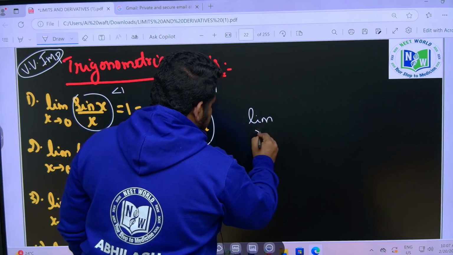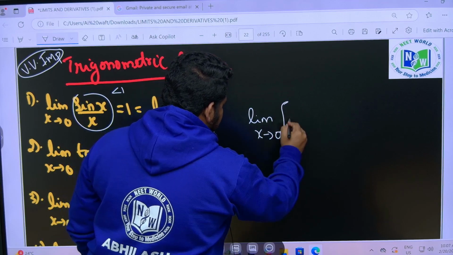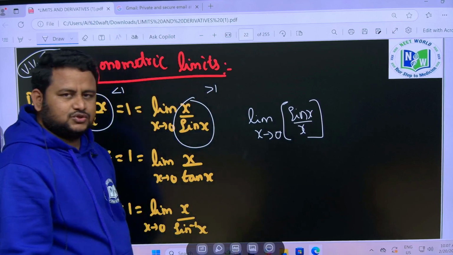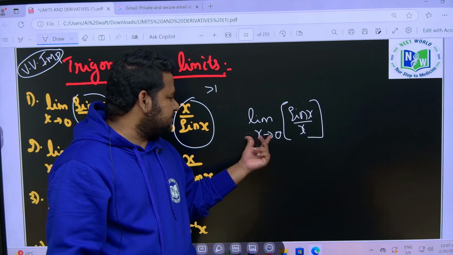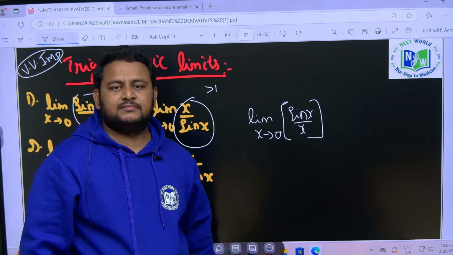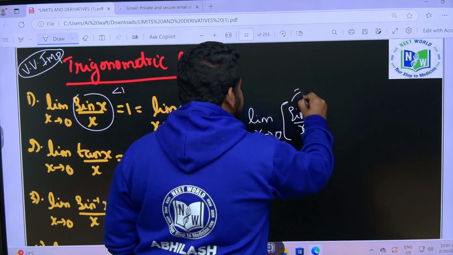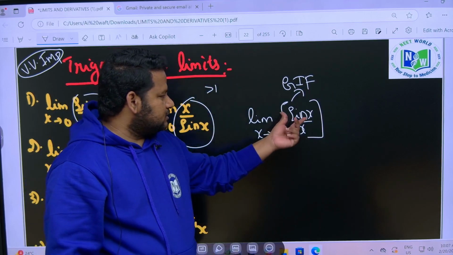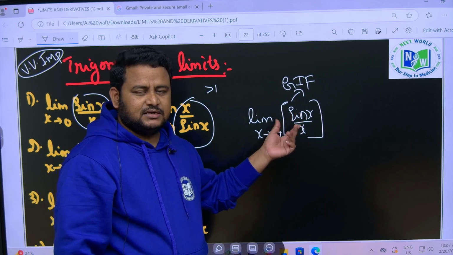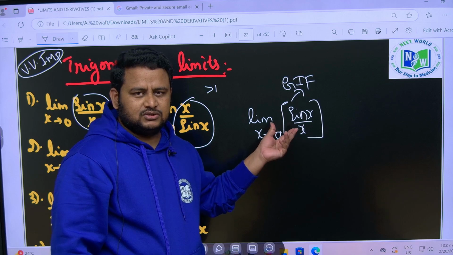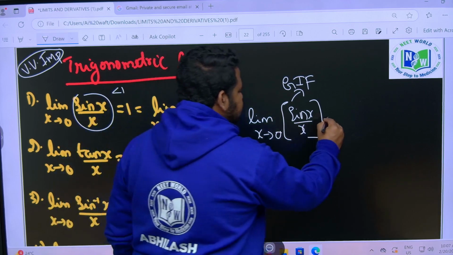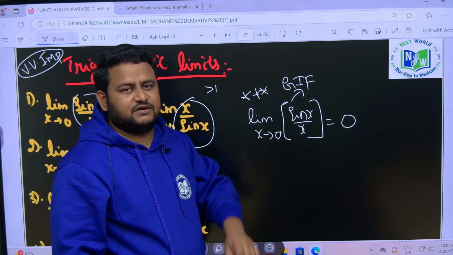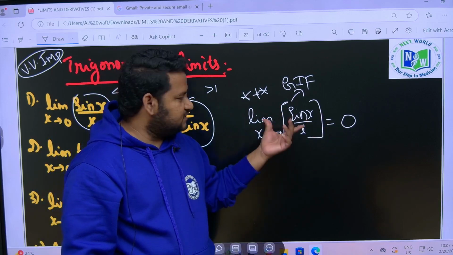Suppose they give limit x tends to 0 of [sin x by sin x]. Students will get confused here. Since they have given sin x by x, they will write the answer as 1. But this is the greatest integer function. The greatest integer function takes sin x by x, which is less than 1, to a value like 0.00-something, so this will actually be equal to 0. This is important, you should know this. Because it is the greatest integer function, we cannot just write it as 1.